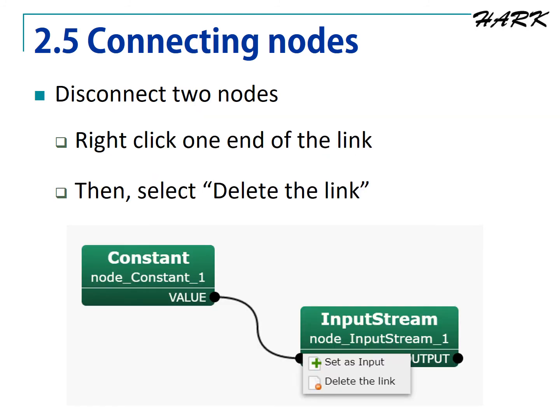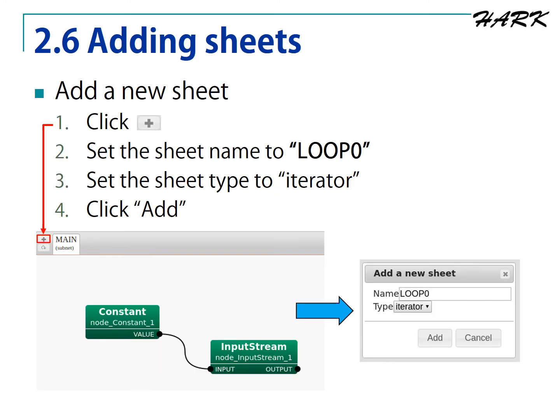If you mistakenly connect the nodes, you can cut the link by right-clicking one end of the link and selecting Delete. Okay, so we know how to add nodes and connect them.